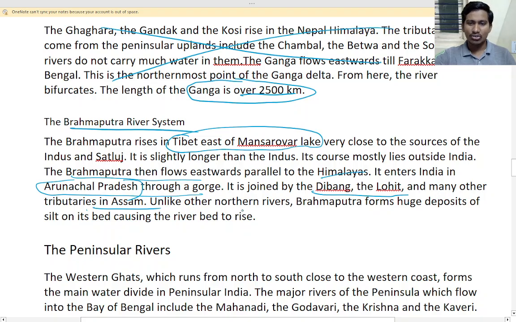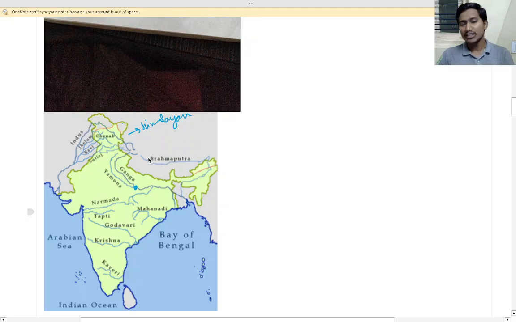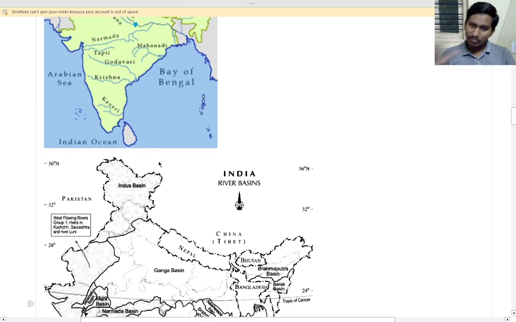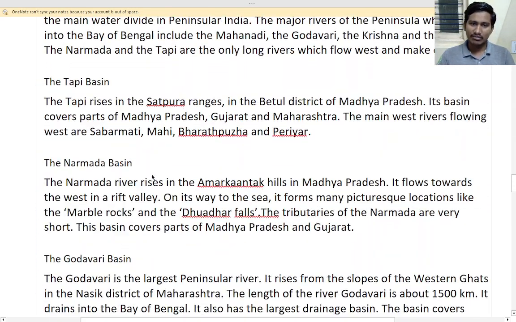So unlike the northern rivers, the Brahmaputra forms huge deposits of silt on its bed, causing the river bed to rise. Tibet is a mountain region. So when the river flows down, it carries soil due to soil erosion. That soil will be deposited when it floods, right? So the river bed will rise every year. So that is why flooding will also happen.